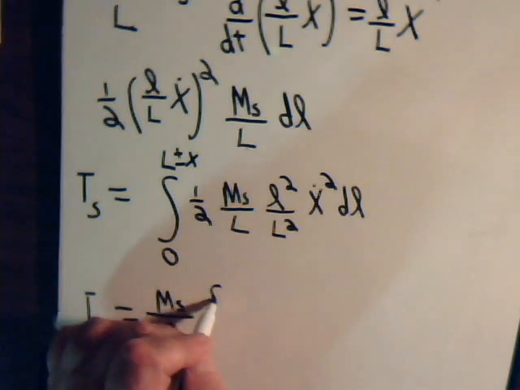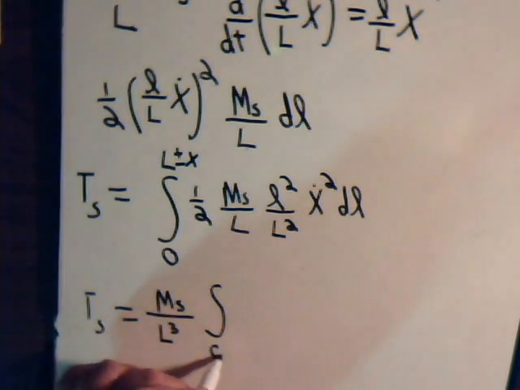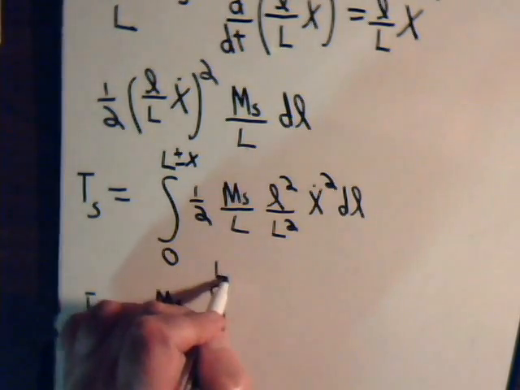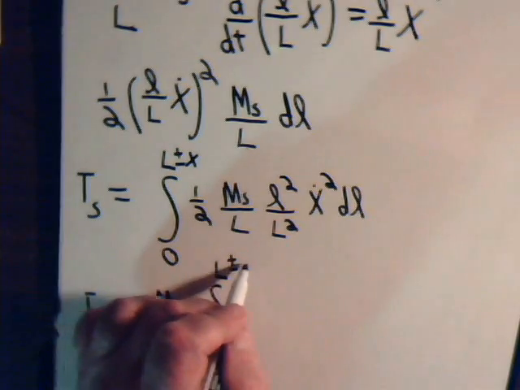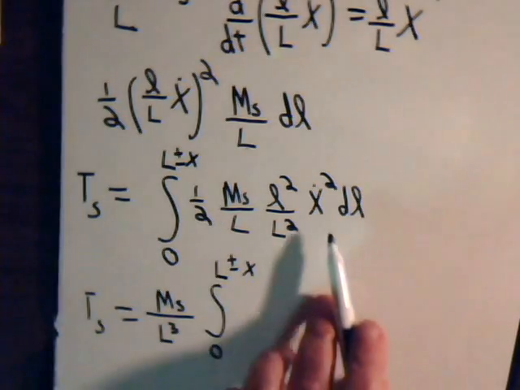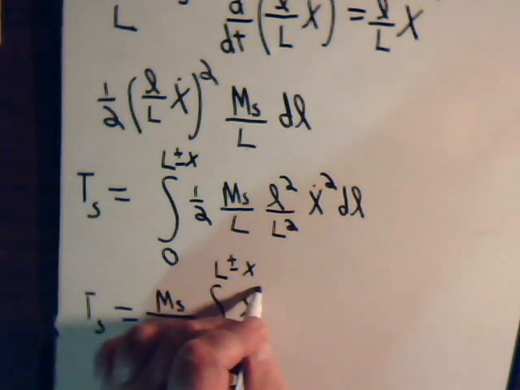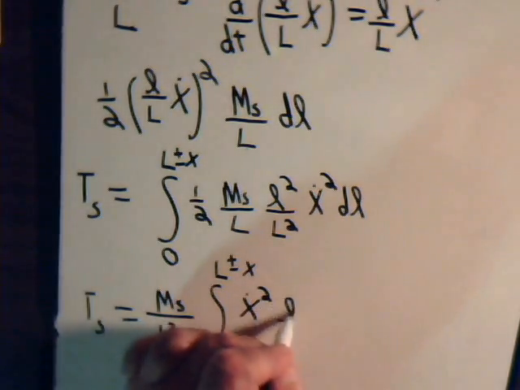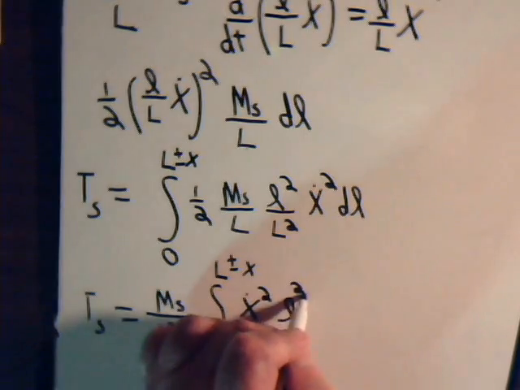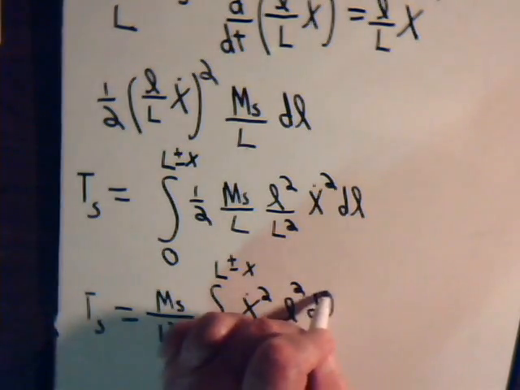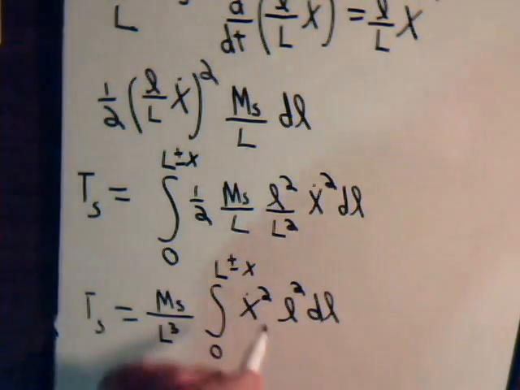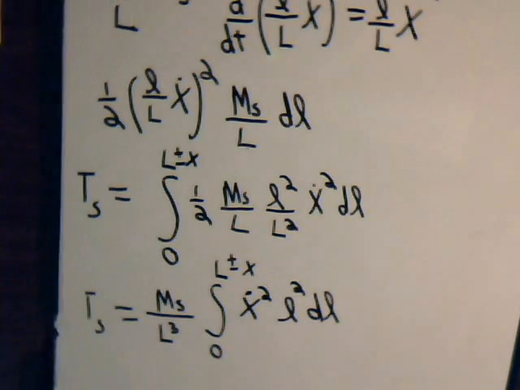Then we have the integral, going from 0 to L, plus or minus x dot squared, then small l squared dl. And this is dx/dt. So it's a very strange integral.